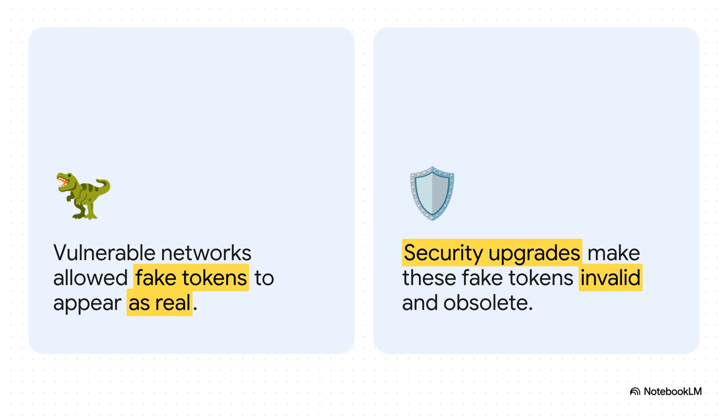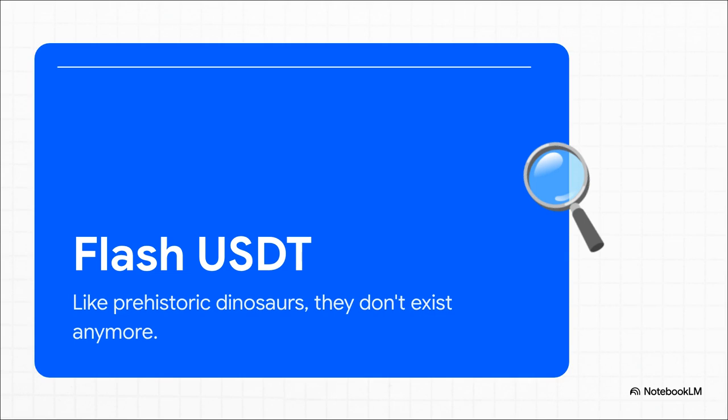It really is a classic then versus now story. Back in the day, these vulnerable networks were like the perfect swampy environment for this kind of predator to thrive. But today, those security upgrades have completely drained the swamp. There's just nowhere left for these fake tokens to hide. So yeah, that dinosaur comparison, it's pretty much perfect. Just like a T-Rex, Flash USDT was once a very real threat in its environment. But today, it's a fossil, a relic from a crypto era that's long gone.